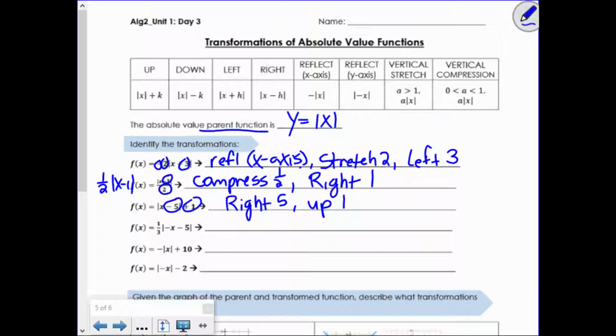Alright, how many transformations do I have in this next one? There are 3. So 1/3, the factor of -1 on the x, and then the -5. What does the 1/3 do? Compress. What about the factor of negative? You're multiplying by a negative on the inside. It's a reflection. If you multiply by a negative on the inside, it's a reflection over which axis? Y.